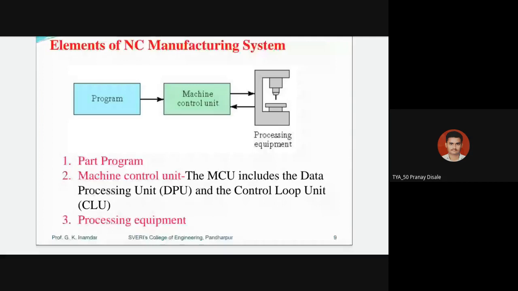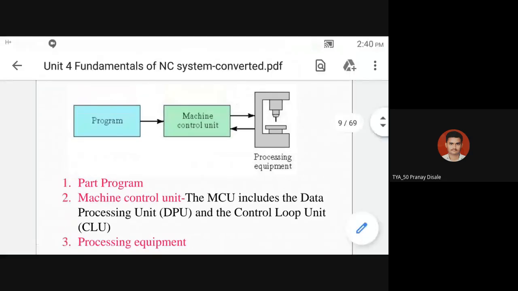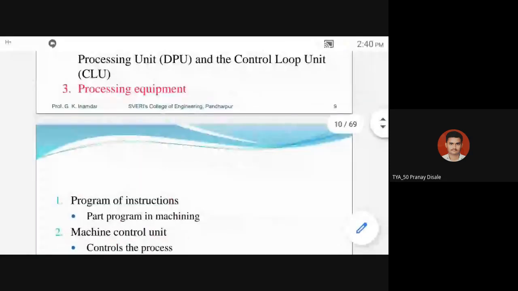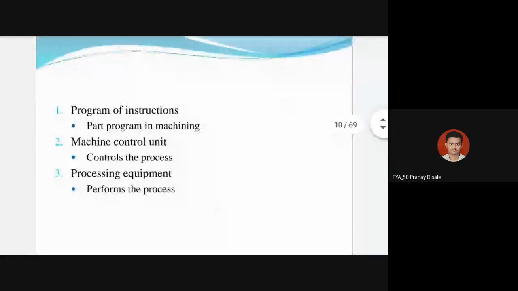And these are the very simple elements of the NC manufacturing system. Now next is the program of instruction and the machine tool. Again, the same parts are there. Part programming is nothing but the program of instruction. Machine tool control is nothing but controlling the process. And processing equipment is nothing but performing the process, or creating the manufactured product.